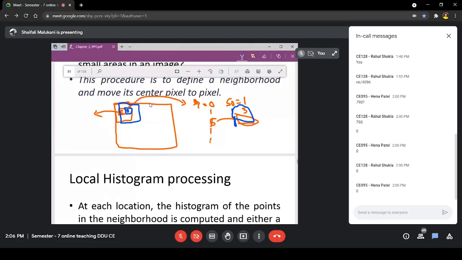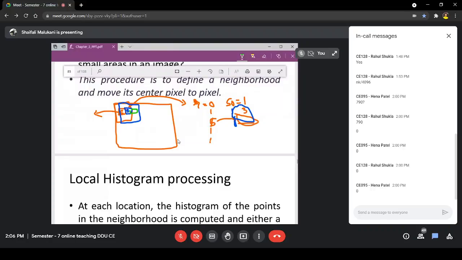Neighborhood size you are going to keep fixed, right? Once you decide it is 3 cross 3 or 5 cross 5, that will be kept fixed for the entire image, and using that neighborhood you will scan your entire image, right? And you will apply histogram equalization to that, and the center value is replaced with that.